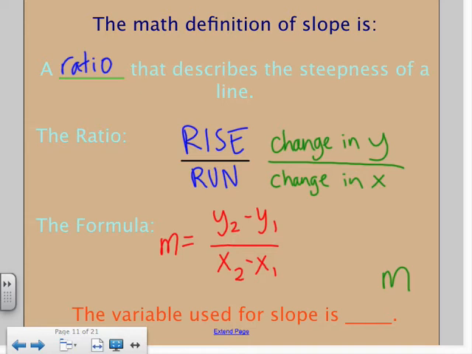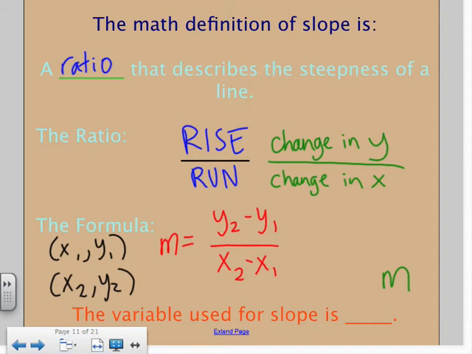Let me repeat, those little numbers are not exponents, okay? They're saying there's 2 different y's and there's 2 different x's. So to find a slope, you need 2 points on the same line, because remember, you're finding the slope of a line. So you have your 2 points.